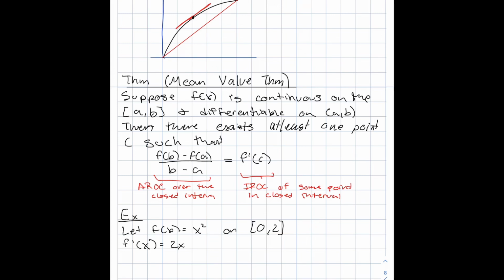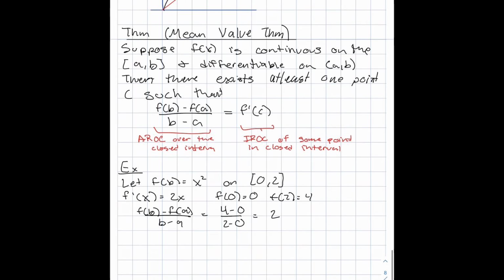We also know that f of 0 is 0 and f of 2 is 4. So f of b minus f of a over b minus a is going to be 4 minus 0 over 2 minus 0. So that's going to equal 4 over 2, which is just 2. So when I want to find when 2 equals f prime of c, which we know is 2c.